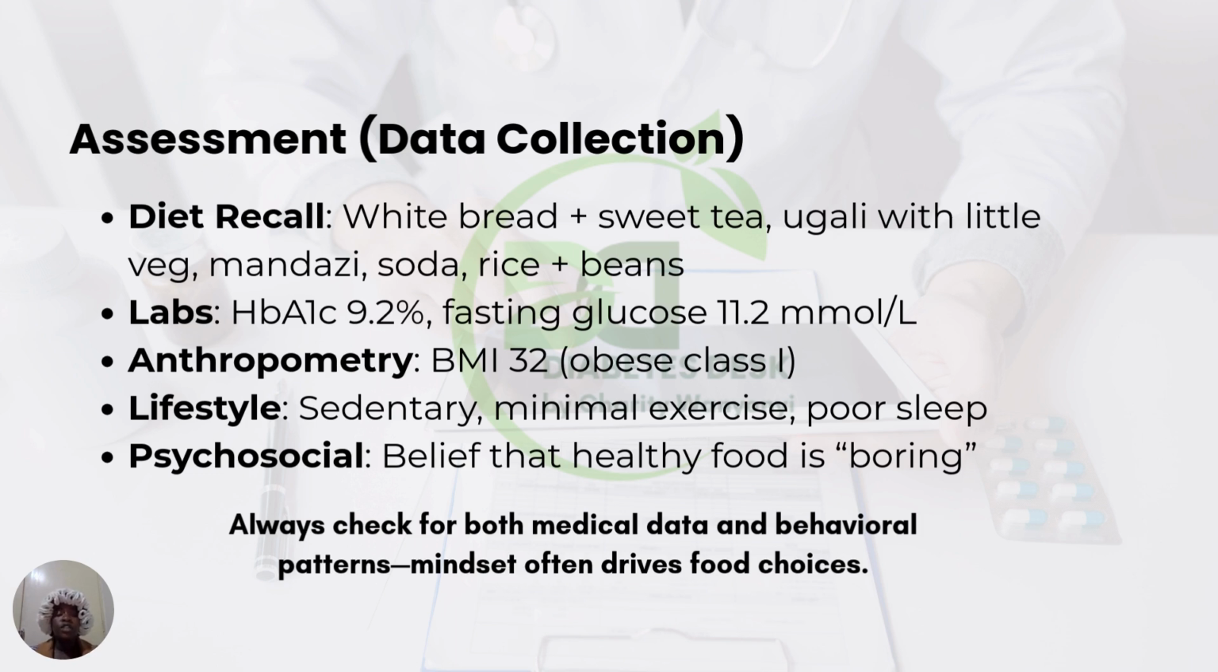Because when you're doing assessment, you have to do an overall lifestyle assessment, not just the weight and the height and the diet. Because the diet can be okay, the weight can be okay, but the sugars are still high because of the lifestyle the person is leading. So always check both medical data and behavioral pattern; mindset often drives food choices. When your mindset is okay, you'll tend to eat a little bit more healthier. When you're stressed, you know who you run to.